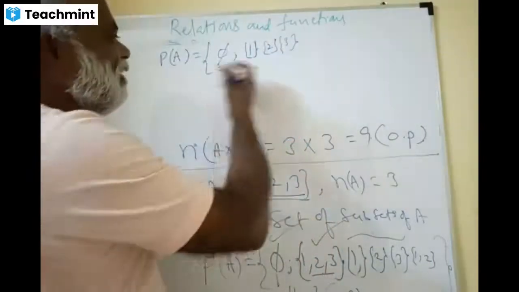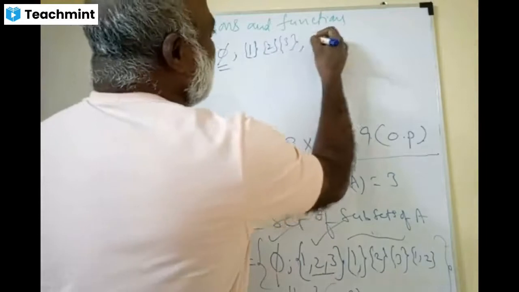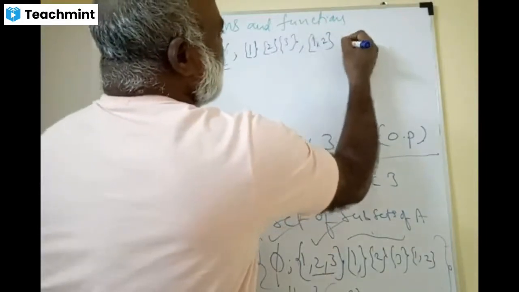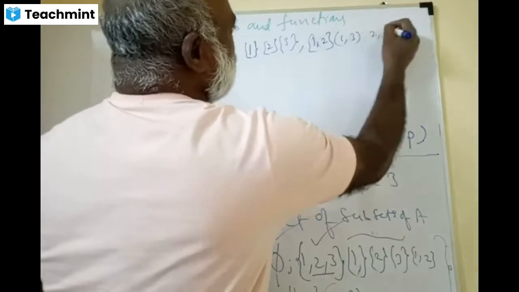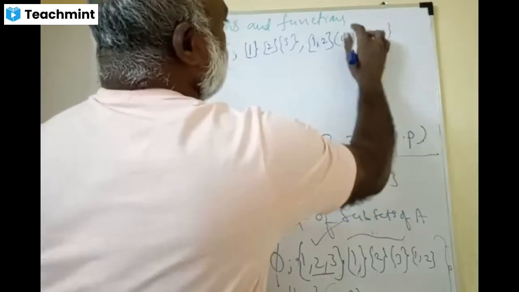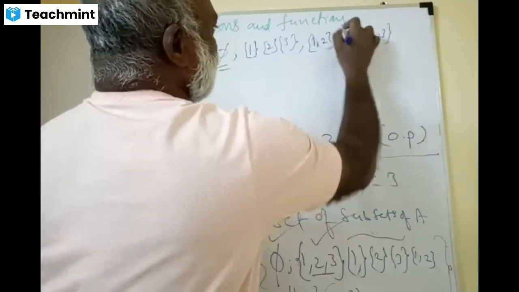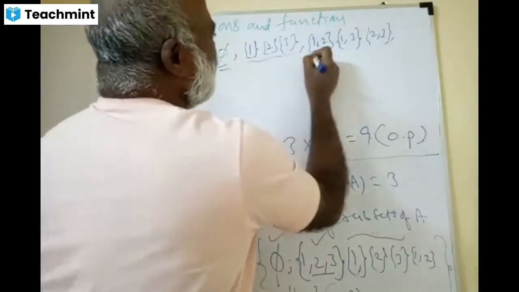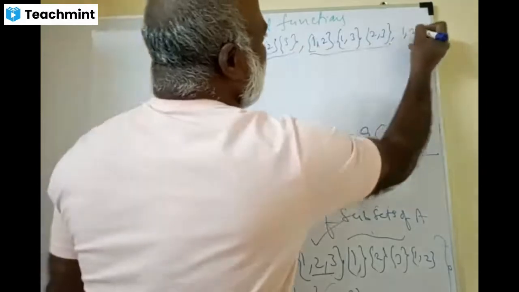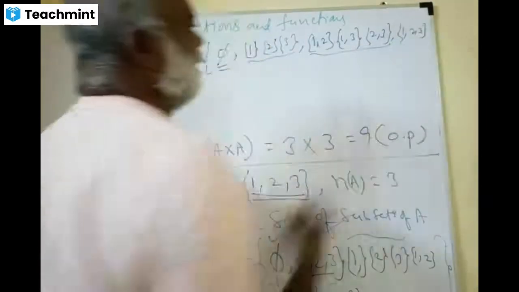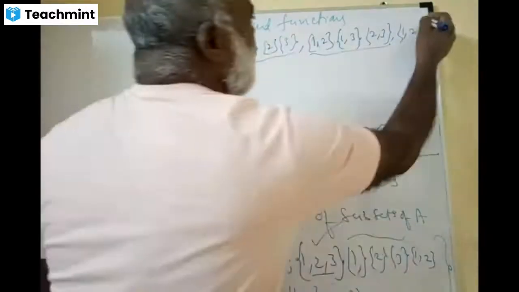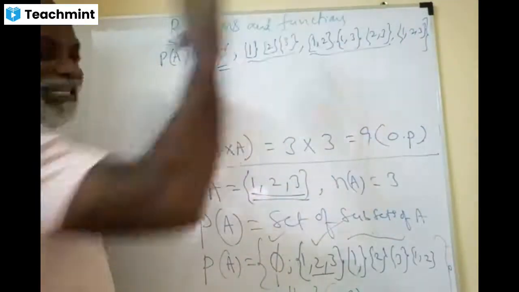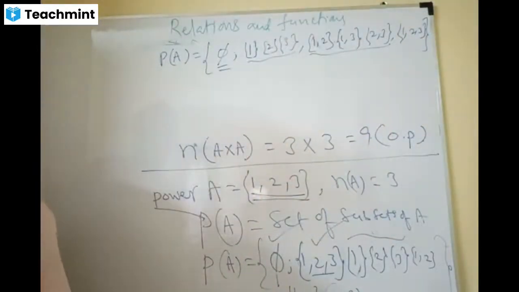Okay, anyway, 1, 2, 3. Now the two-element sets: 1, 2; 1, 3; then 2, 3. Then no element, 1 element, 2 elements, and 3 elements. Three elements is only one possibility. So these are all the subsets of set A.